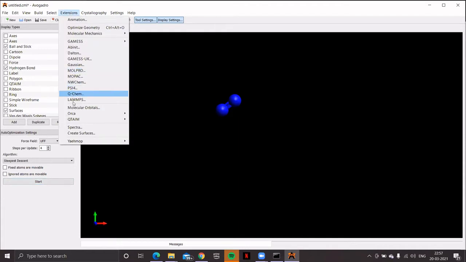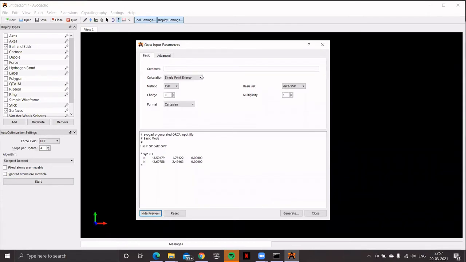So go to the extension menu, ORCA, generate ORCA input, then make a comment. So, energy of N2 using higher basis set.